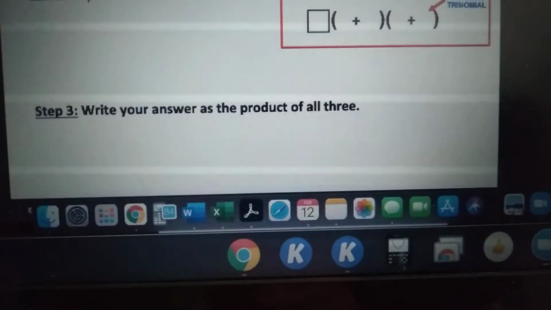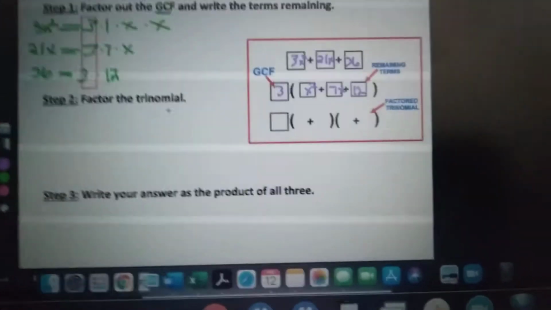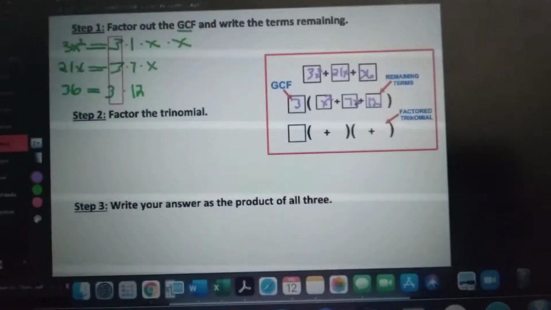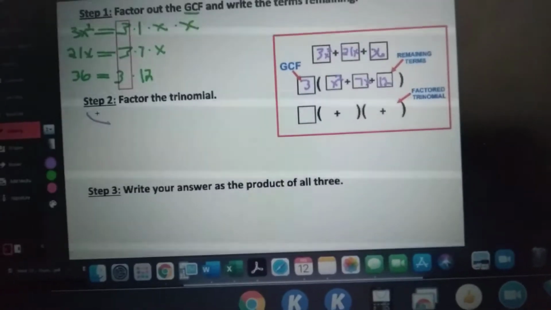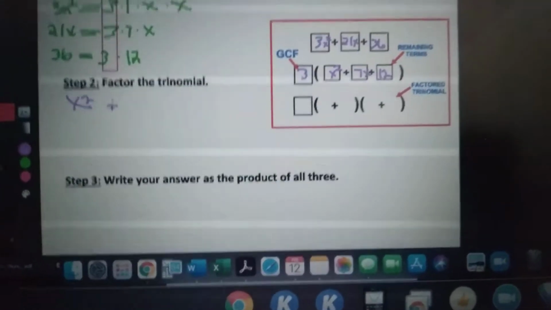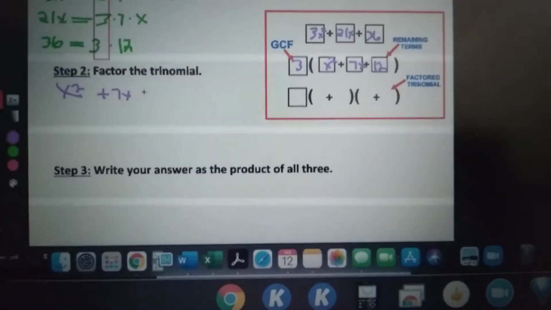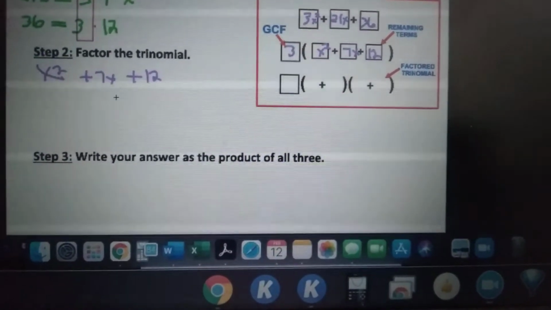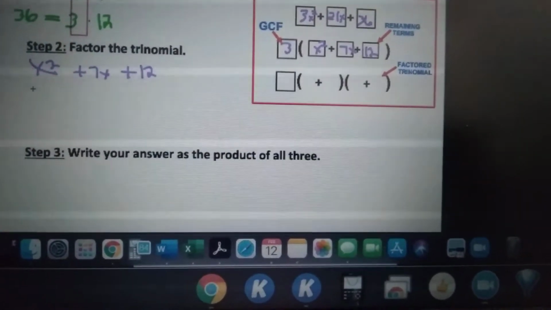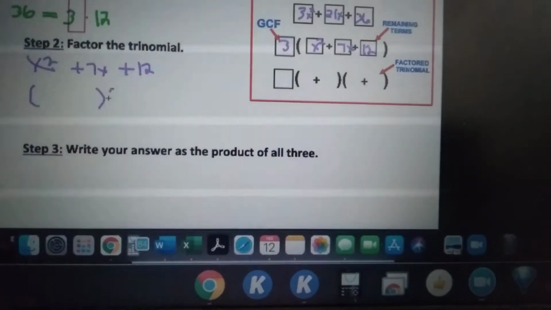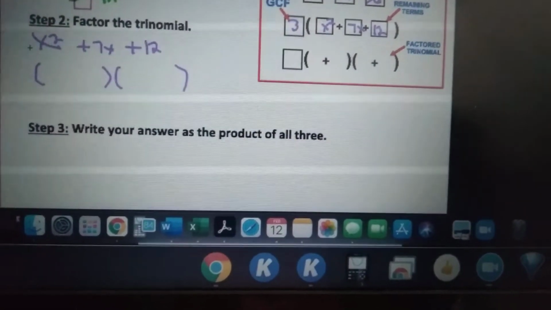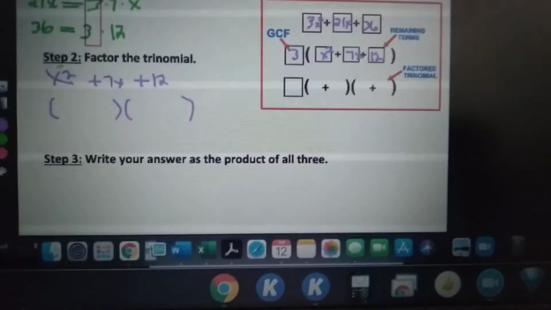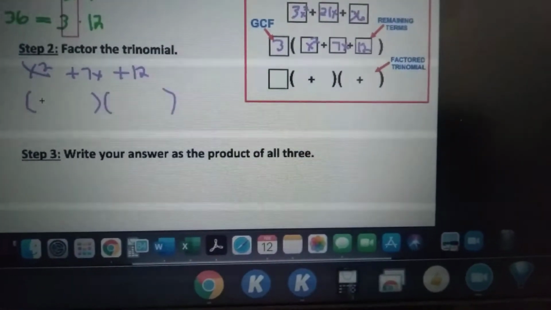Okay. Step 2 says factor the trinomial. The GCF is a monomial. The trinomial is x squared plus 7x plus 12. If you have to factor a trinomial with no GCF, you immediately, without even thinking, write 2 sets of parentheses. Break up the x squared. How do you get x squared? Oh, well, that's x times x. So one x goes in one binomial, the other x goes in the other.